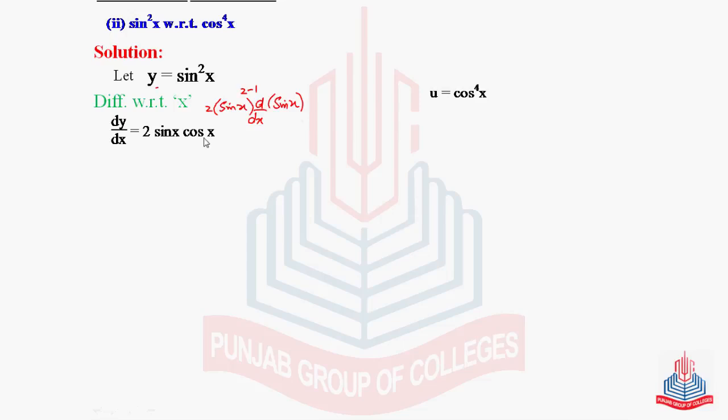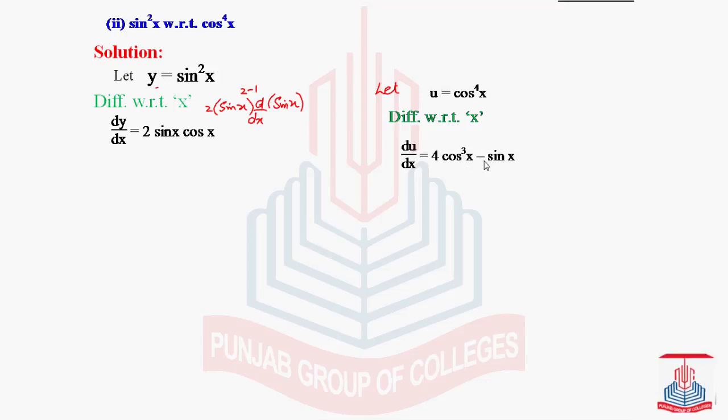And our next part, let u is equal to cos 4x. Now differentiate with respect to x, du by dx, again using the power rule, 4 cos power 4 minus 1 which is 3, and then the derivative will apply on this inner function cos of x, which is the differentiation of cos of x will become minus sin of x. So we have minus 4 sin x into cos cube x.